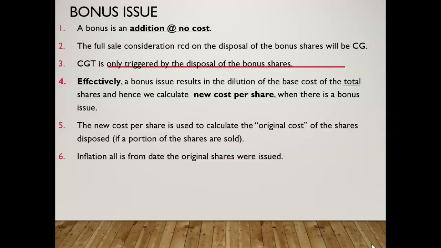Even if we think about inflation allowance, we allow it on the cost or on the improvements. In this case, the bonus shares were given at no cost. Therefore, the full sale consideration will be a capital gain. Capital gains tax is only triggered by the disposal of the bonus shares. Effectively, a bonus issue results in the dilution of the base cost of the total shares, and hence we calculate a new cost per share when there is a bonus issue.